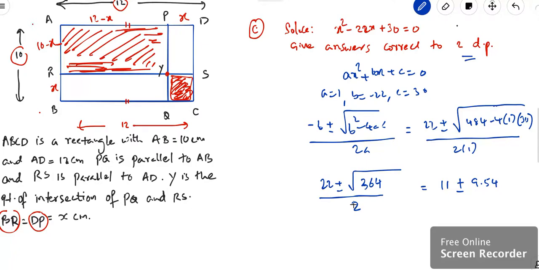The final step is to take one time the positive value, plus 9.54, and one time the negative, with 11. When I subtract 11 minus 9.54, I get 1.46. So there are two answers to it, because it's a quadratic equation. 11 plus 9.54 gives 20.54, and that's your answer for the follow-up question C.